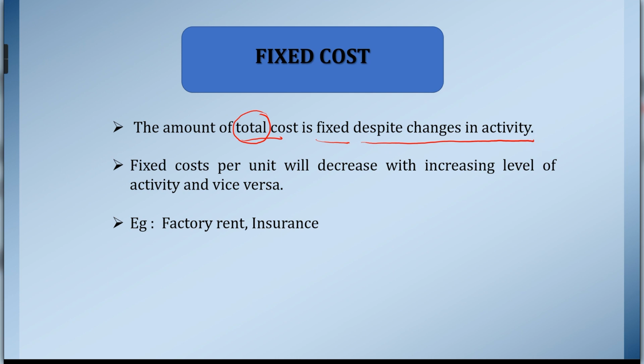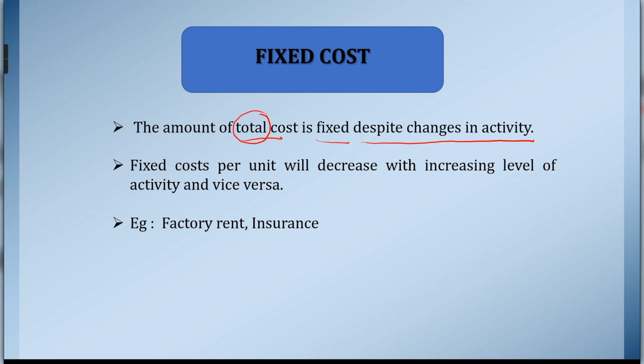Okay, so maksudnya contoh kalau I boleh bagi dekat sini is factory rental. Let's say you are renting the factory for 2,000 ringgit per month. So your rent will be 2,000 ringgit per month despite how many units of product you are producing. So let's say kalau bulan tu awak tutup kilang sepenuhnya, there's no production at all, so your production is zero, but still you need to pay for the rent 2,000 ringgit.